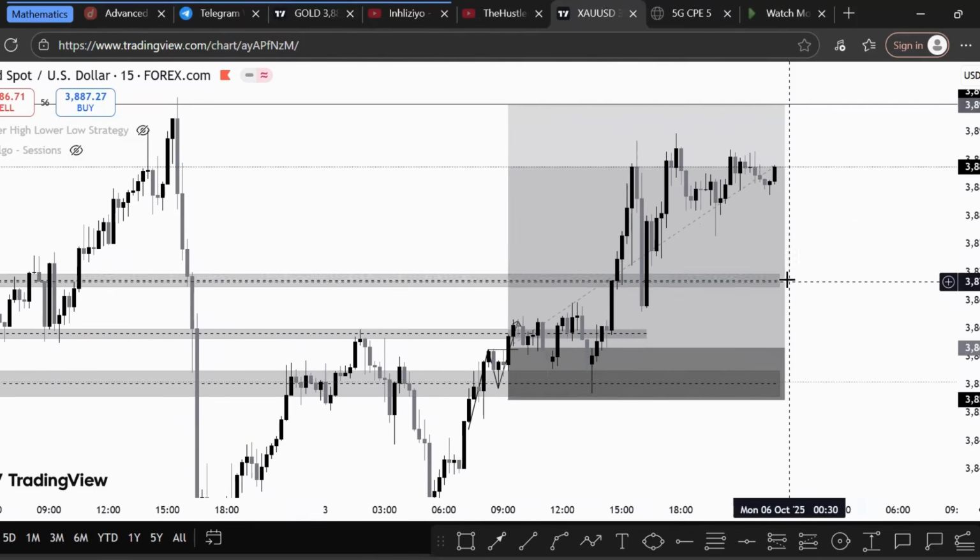So remember to start with the higher time frames, the 4 hour and the 1 hour. And then you can use that indicator, which is the higher high, lower low indicator on TradingView.